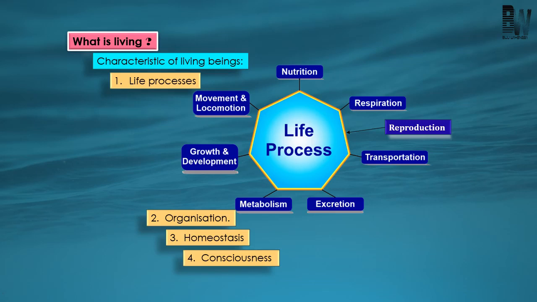Next, come to homeostasis. Every organism can maintain homeostasis. That means every organism can maintain internal body temperature as well as osmotic concentration. So maintaining homeostasis is also another feature of living. The next point is about consciousness. Every organism has consciousness. That is, it is a property in which an organism, including plants, can react to external stimuli. So consciousness is also another property of living.